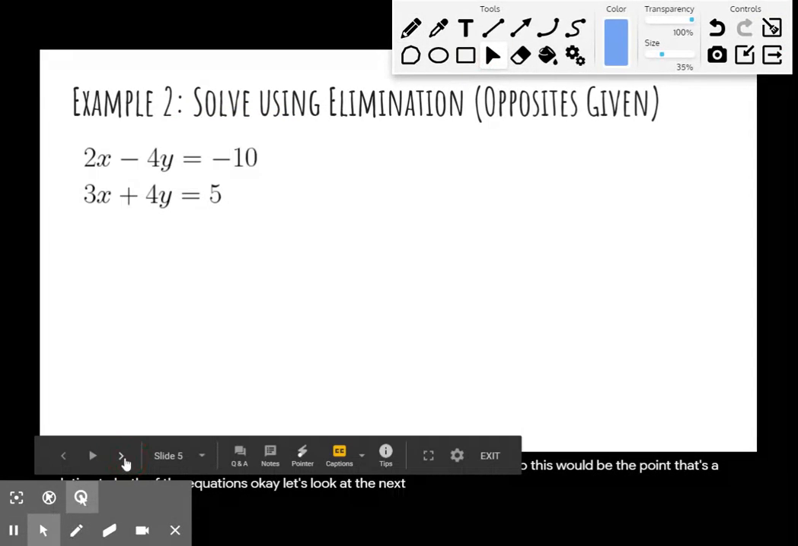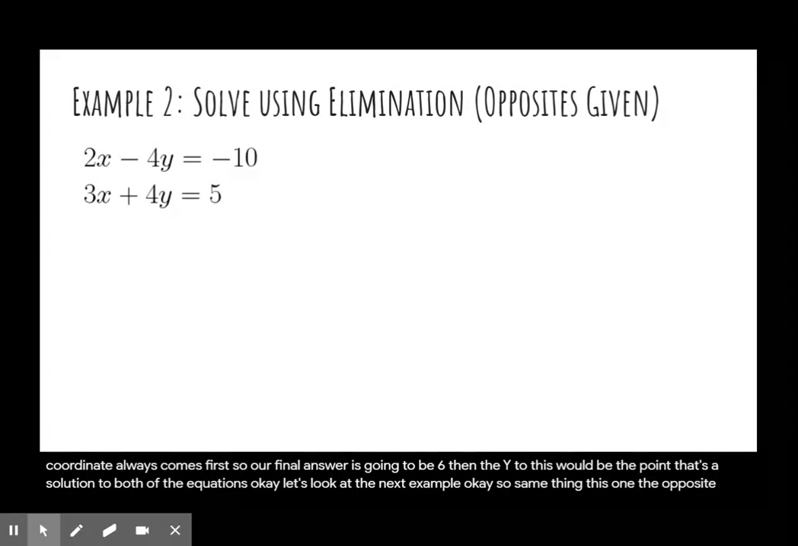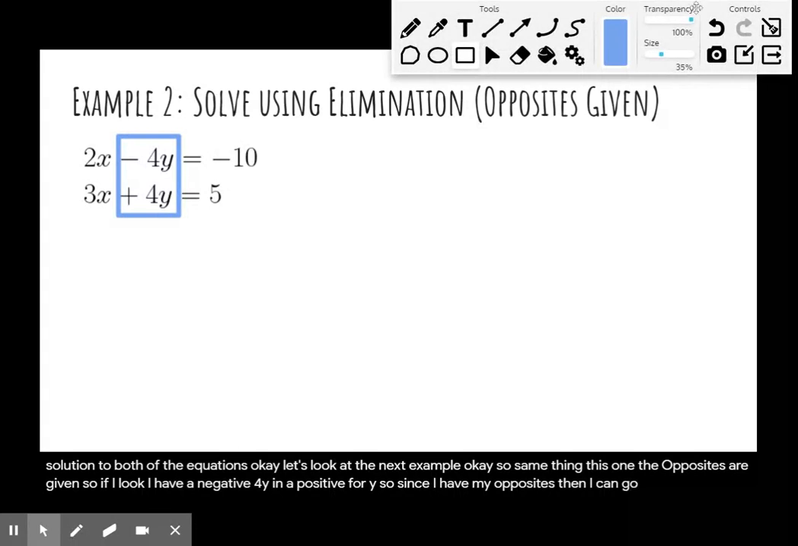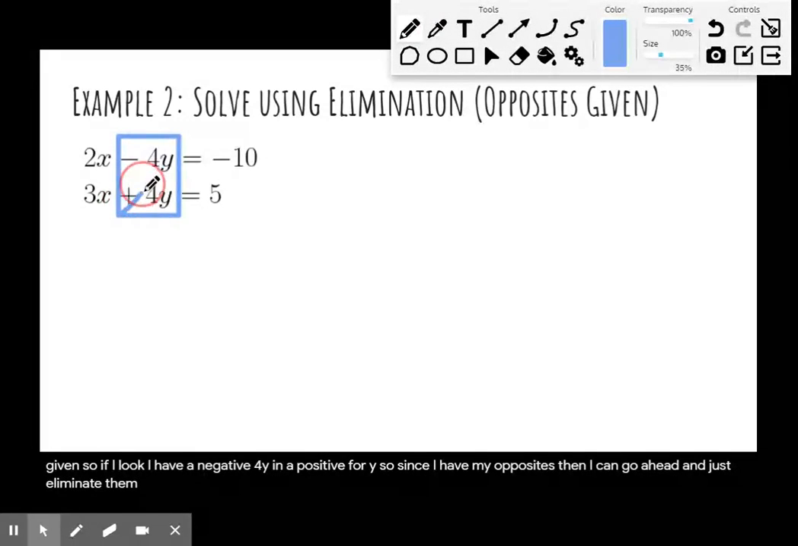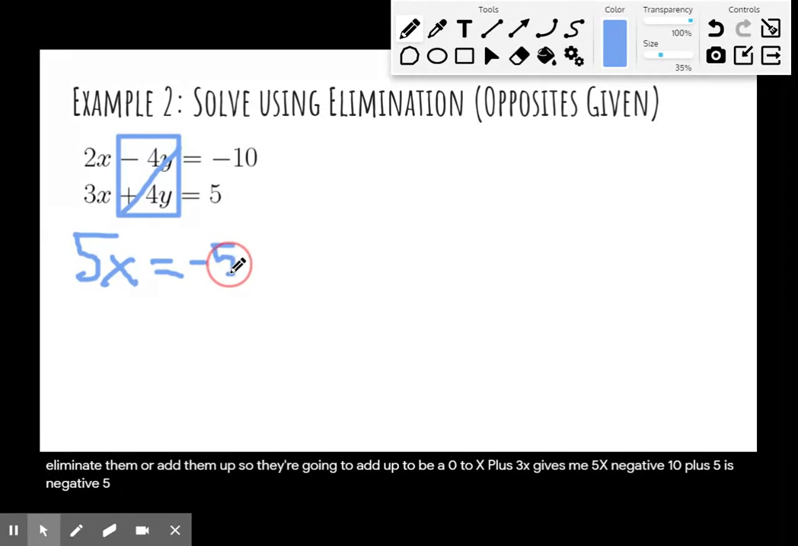Okay, let's look at the next example. Same thing. This one, the opposites are given. So if I look, I have a negative 4y and a positive 4y. So since I have my opposites, then I can go ahead and just add them up. So they're going to add up to be a 0. 2x plus 3x gives me 5x. Negative 10 plus 5 is negative 5. 5 times what number is negative 5? Negative 1.